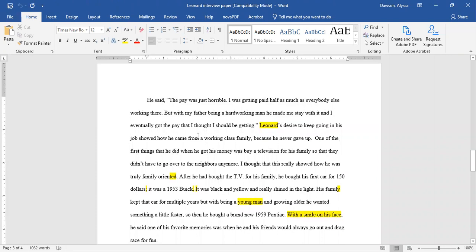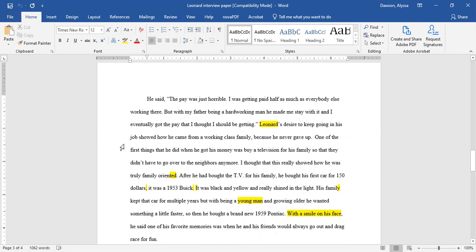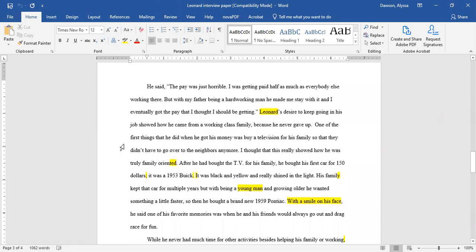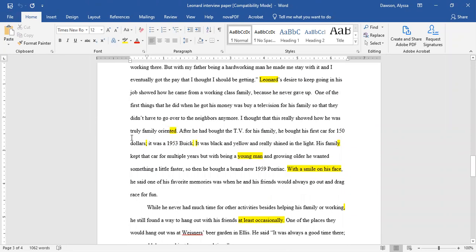Leonard's desire to keep going in his job showed how he came from a working class family because he never gave up. One of the first things that he did when he got his money was buy a television for his family so that they didn't have to go over to the neighbors anymore. I thought that this really showed how he was truly family oriented. After he'd bought the TV for his family, he bought his first car for $150. It was a 1953 Buick.